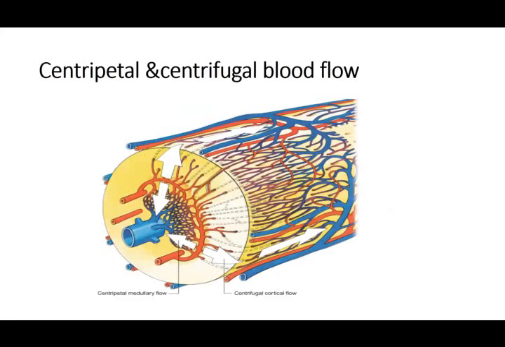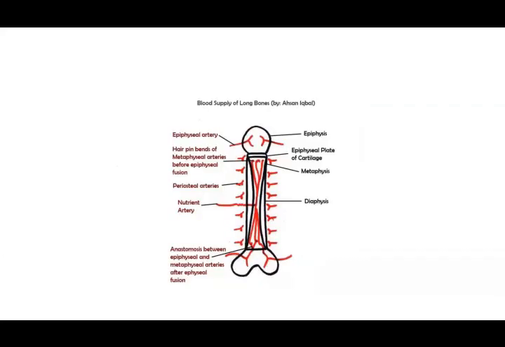If you see in this picture, this is an artery which is running in parallel in the marrow cavity. This is giving blood supply to the inner structure. That is called the centripetal flow. And then certain small vessels arise and supply the outer side of the cortex. And that is called your centrifugal flow. You see these.